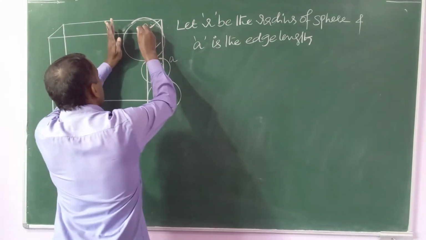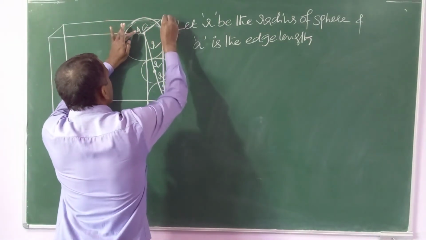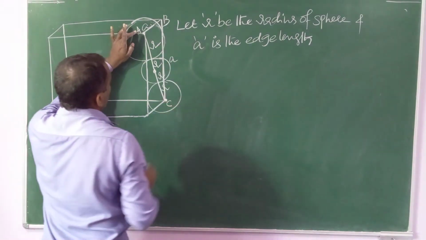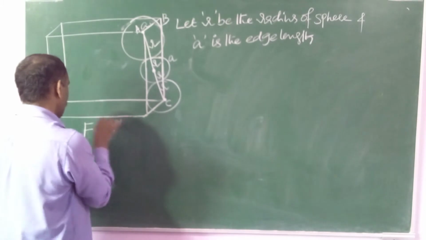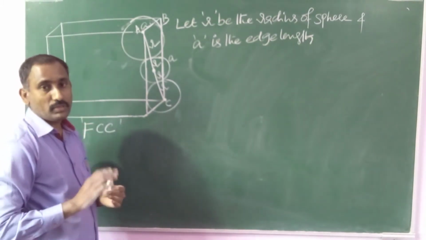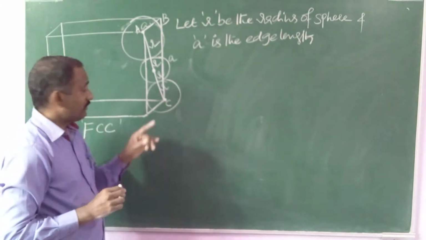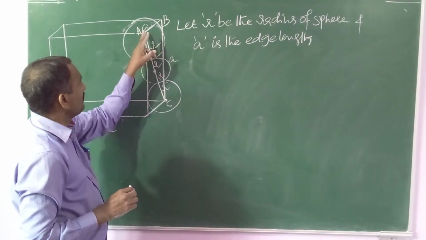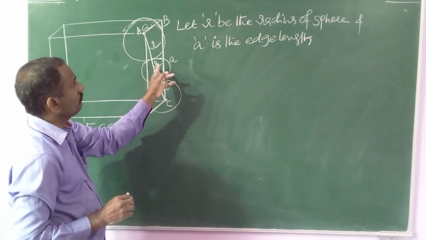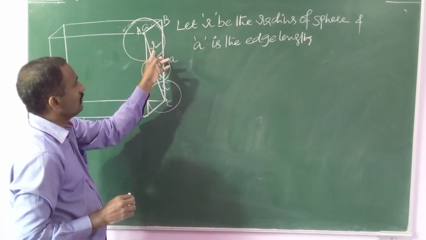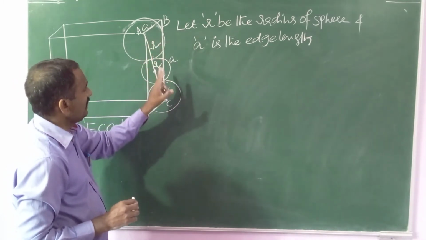For derivation purpose, this right angle triangle I am considering, ABC. So ABC is the right angle triangle. So this is the FCC arrangement. So again I am considering FCC. FCC means constituent particles present at corners. For derivation purpose, 2 corners enough and 1 center of the face. R is the radius of the sphere and A is the edge length.